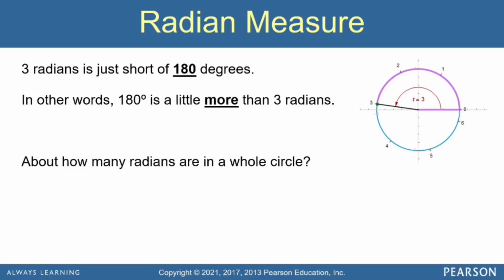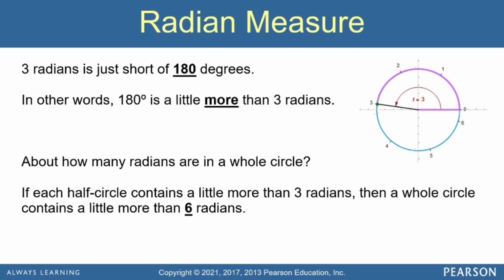So if there's just over 3 radians in half a circle, how many radians are there in a whole circle? Well, if each half circle contains a little more than 3 radians, then a whole circle contains a little more than 6 radians. That makes sense? Now we're estimating here, and it's good to estimate because it helps you get a feel for how things work, but sometimes we need to be more exact. So let's see if we can get a more exact number for how many radians are in a circle.